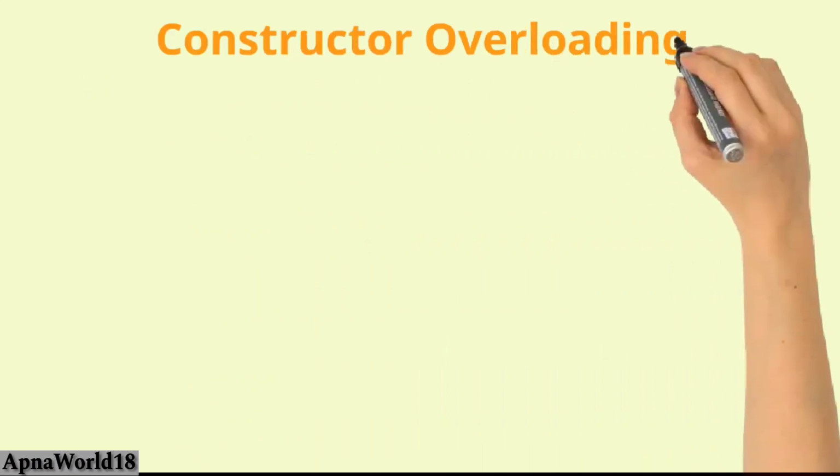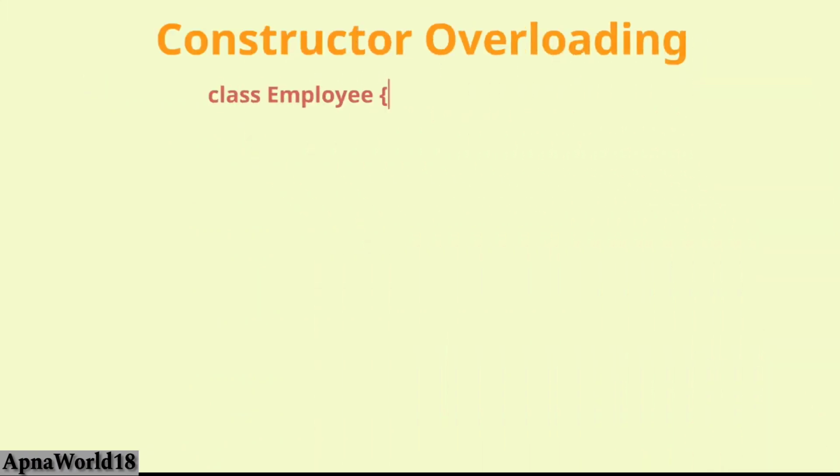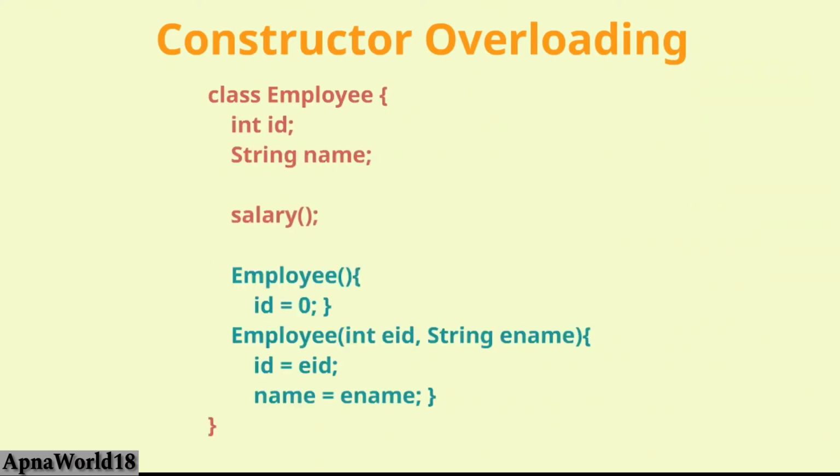So, can we write multiple constructors in the same class? Like methods, constructors can also be overloaded. Since the constructors in a class all have the same name as the class name, their signatures are differentiated by their parameter lists. Like in the example here, we have both parameterized and default constructors.